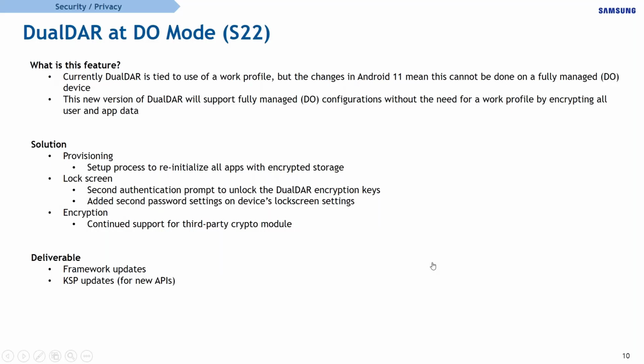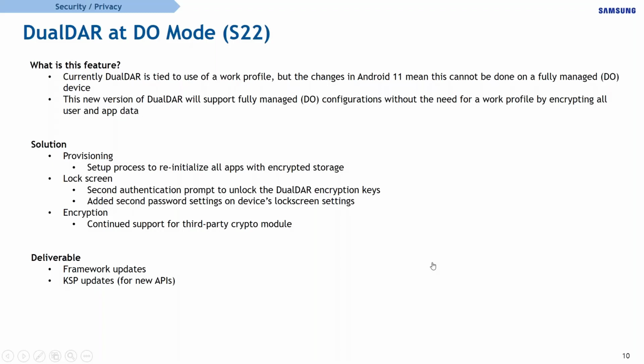So dual DAR, dual data at rest, dual encryption. There are some changes with dual DAR that happened for S22. So what is dual encryption? Dual encryption allows any enterprise to ensure their work data is secured with 2 layers of encryption, even when the device is in a powered off or unauthenticated state.